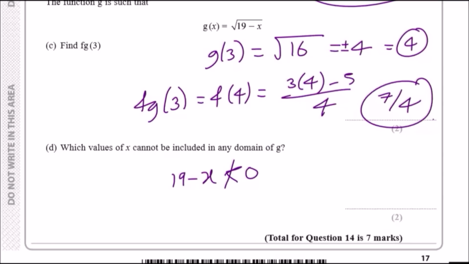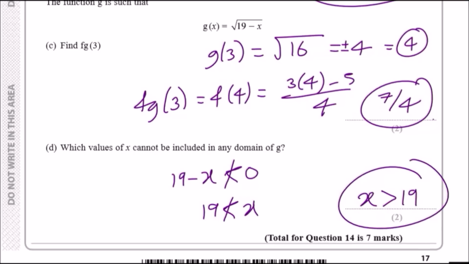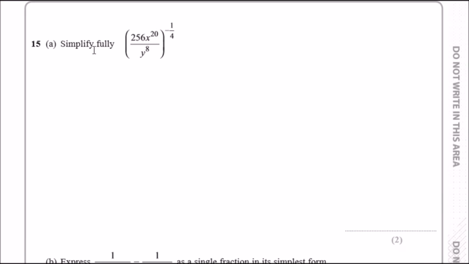So what this means is that if you rearrange and make x the subject, you can say 19 cannot be, well, x cannot be greater than 19, okay? So which values can we not include? Values of x that are greater than 19. Now it tells us that we need to simplify fully this expression here.